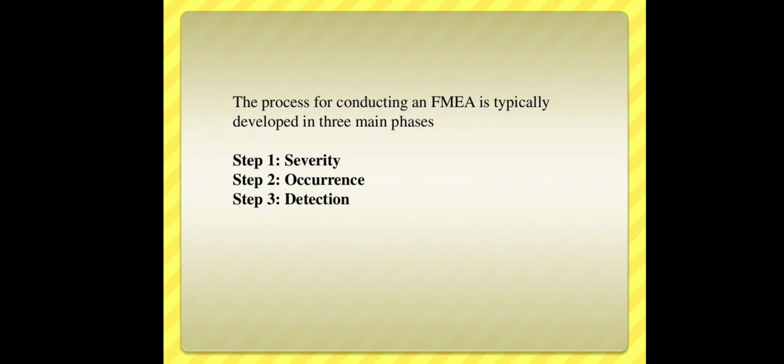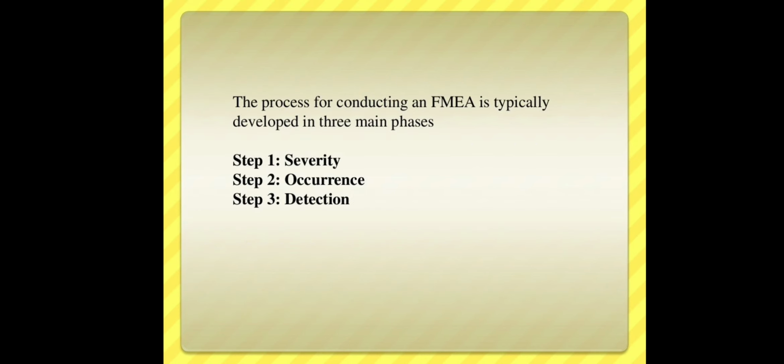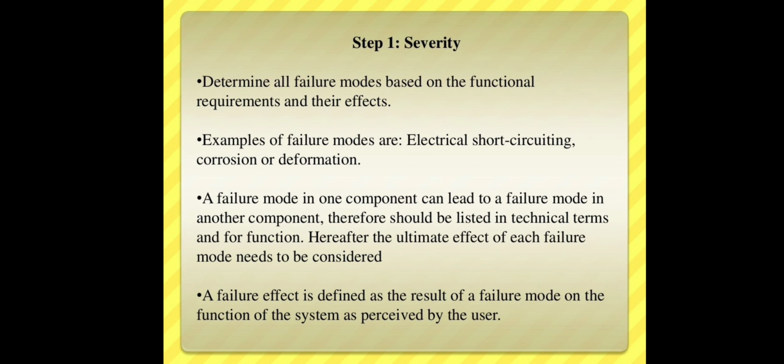Okay, and the process for conducting the FMEA is typically developed in three main phases. Failure mode effect analysis is categorized in three steps. First step is severity, second step is occurrence, third step is detection. We will discuss one by one in detail. First we understand what is severity.